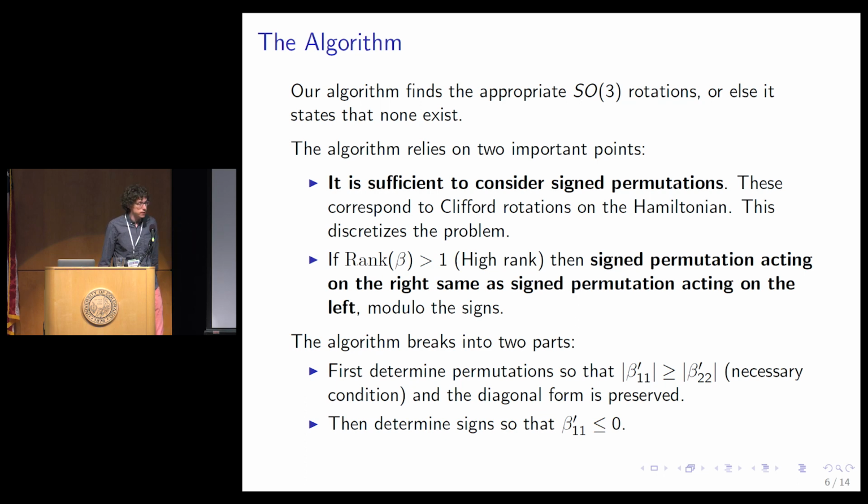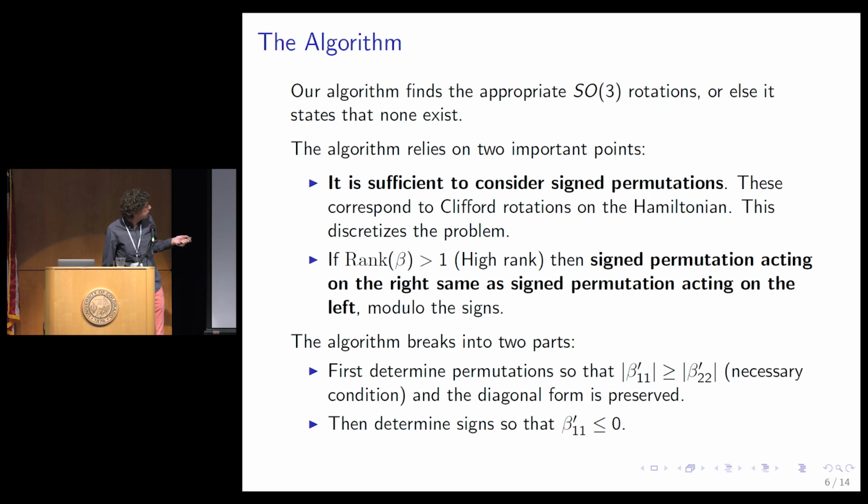The first point is that it actually turns out to be sufficient to consider just signed permutations. And these correspond to single qubit Clifford rotations on the Hamiltonian. And this helps us discretize the problem and make it easier to solve. And you can sort of naively see why this might be true. If I'm taking a diagonal matrix and mapping it to another diagonal matrix, then you can always do this by acting with signed permutations on the left and the right. But when you have your matrices living on a graph, then this becomes non-trivial, and this is something that we had to prove.